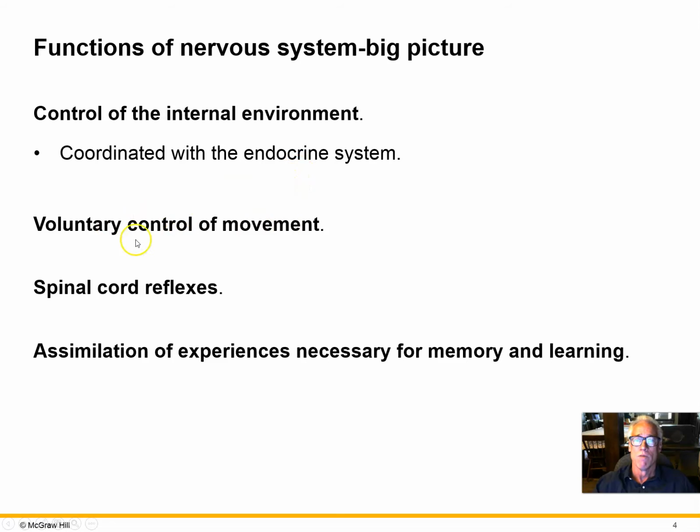We'll talk about voluntary control of movement quite a bit, how the nervous system controls the skeletal muscles at our behest, and also we'll talk briefly about reflexes, automated responses of the skeletal muscles to certain types of stimuli.